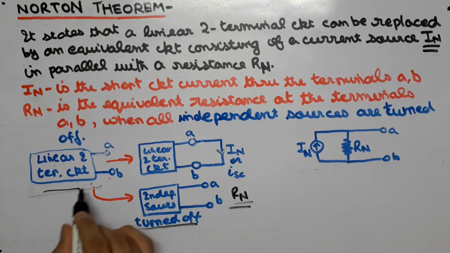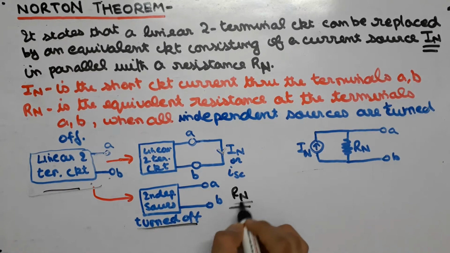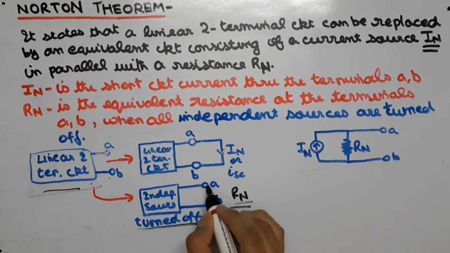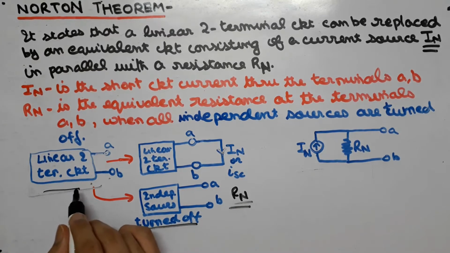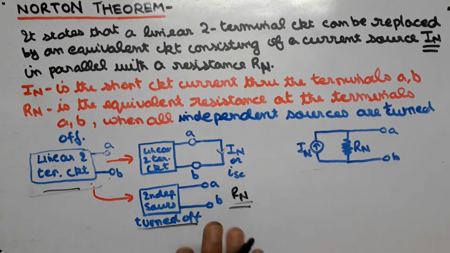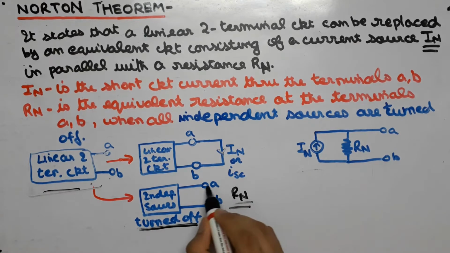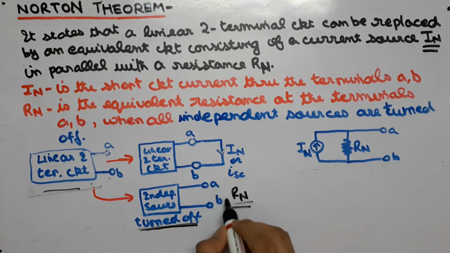If we have independent sources, we will turn them off and find the value of Rn across the terminals A and B. But if we also have dependent sources along with independent sources, then we will keep the dependent sources as they are and turn off the independent sources, and also assume 1 volt across the terminals AB and then find Rn. It is exactly the same way as we found RTH in Thevenin theorem.